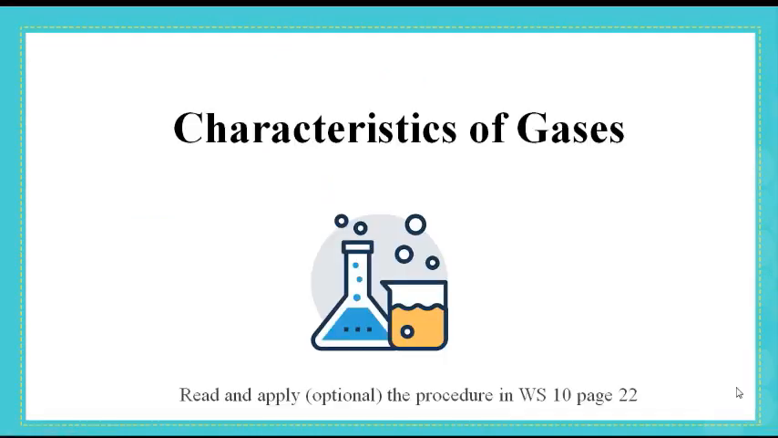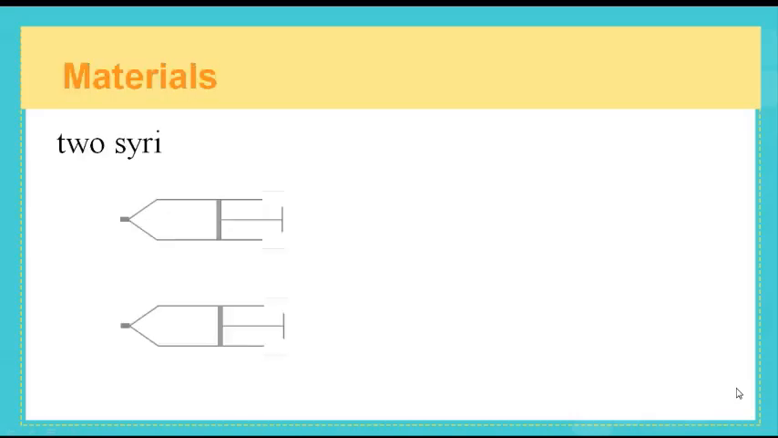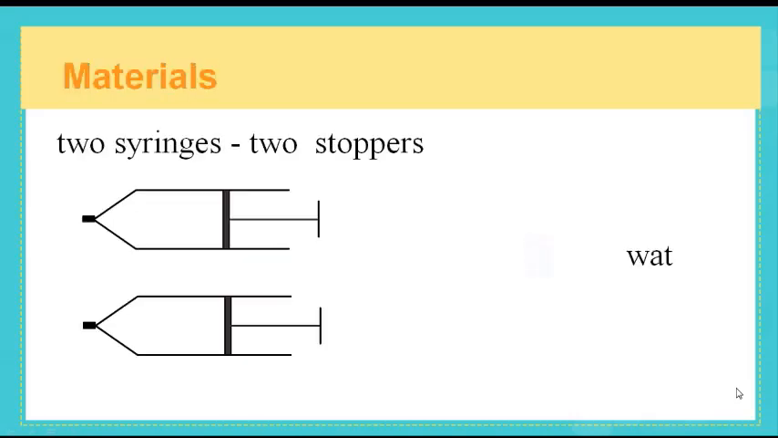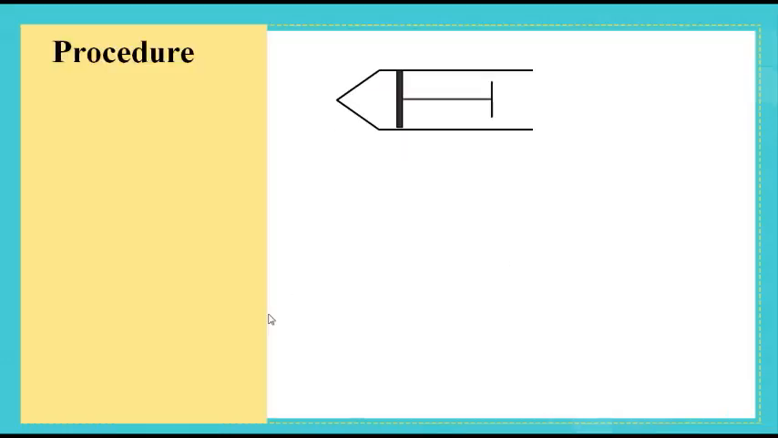Now let's learn more about the characteristics of gases by applying the procedure in worksheet 10, page 22. You can also perform it at your home if you want. So now, to perform this experiment, you have to use 2 syringes, 2 stoppers, and water.